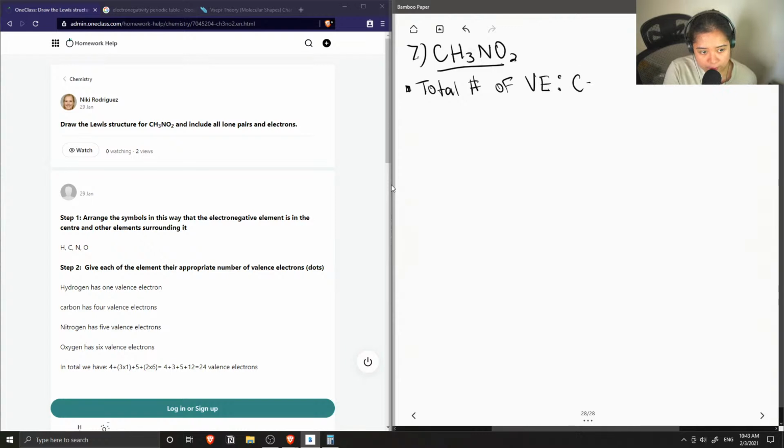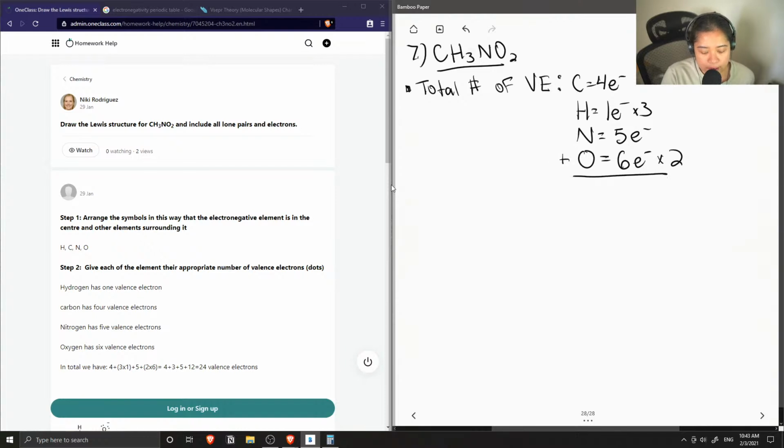So carbon has 4 valence electrons. Hydrogen has 1, and since we have 3 hydrogen atoms, we multiply this by 3. Nitrogen has 5 valence electrons. And oxygen has 6, and since there are 2 oxygen atoms, we'd multiply this by 2. So this gives us a total of 24 valence electrons.